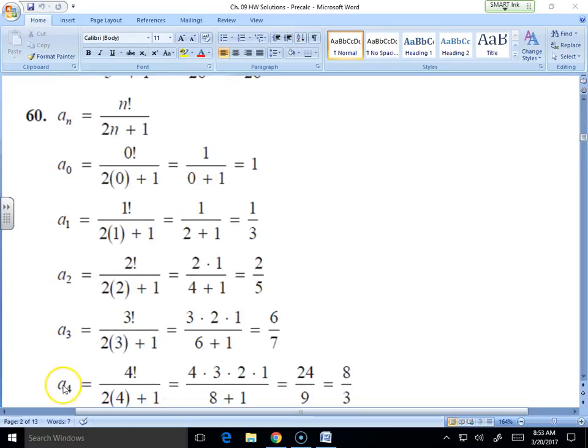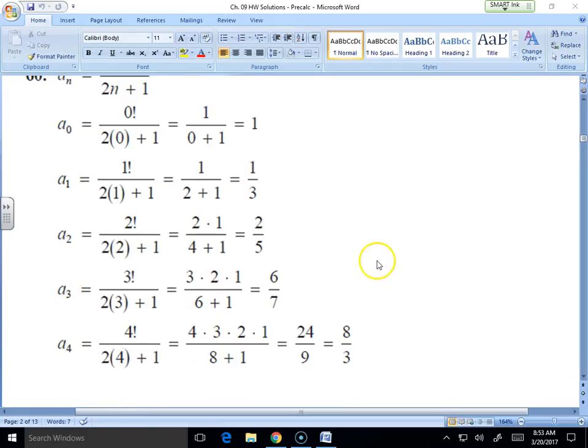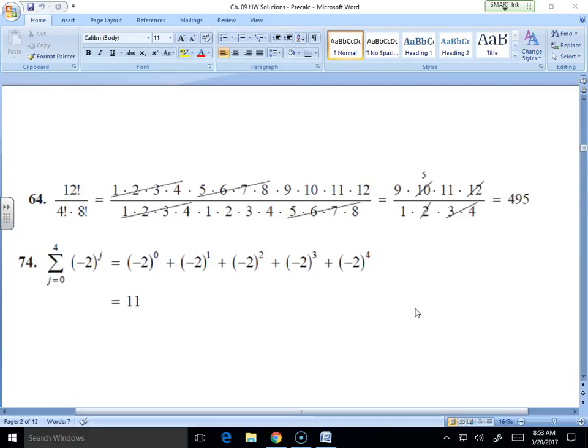Question, why only go to 4 if they asked for the first 5 terms? Because 0 is the first one. Good. You guys notice that? So if 0 is the first one, you're going to go to seemingly 1 less than you should, but it's not because 0 counts as the first, second, third, fourth. So sorry, 1 1/3, 2 fifths, 6 sevenths, 8 thirds. Then, is there one more?